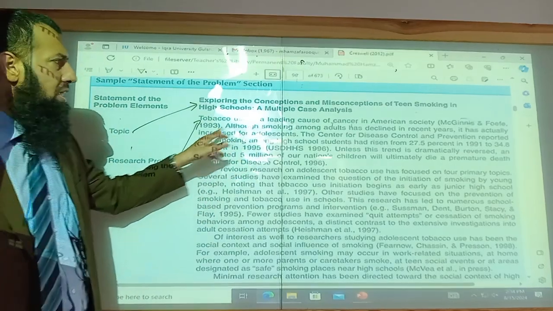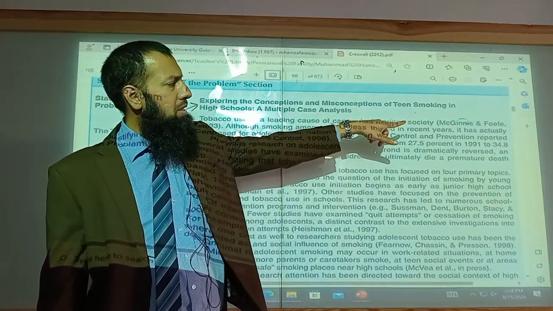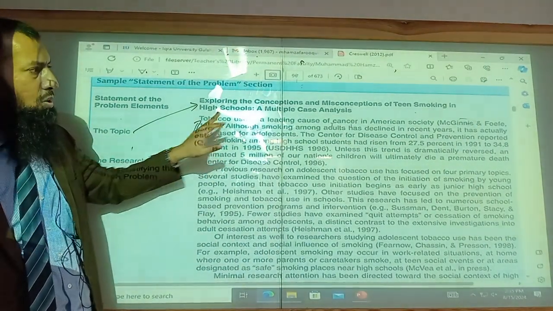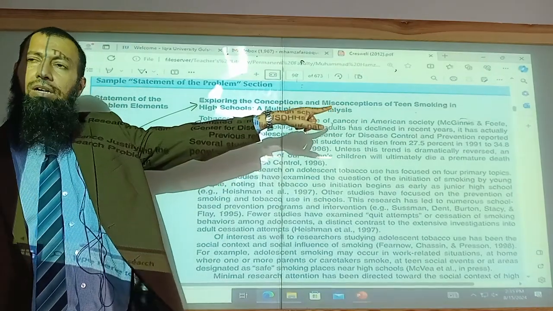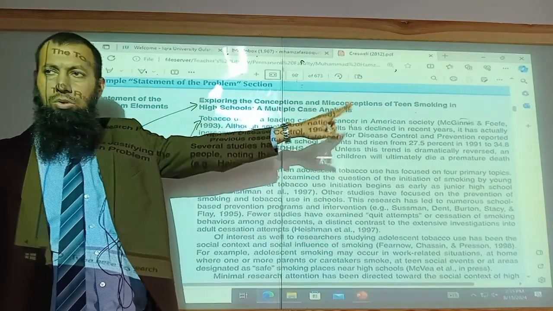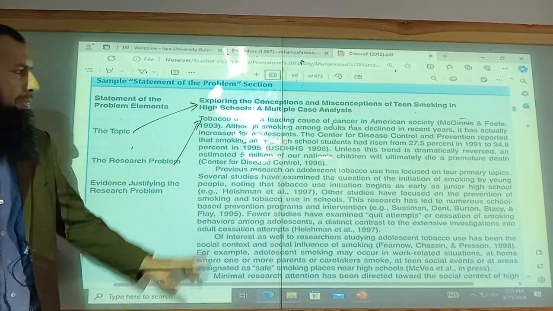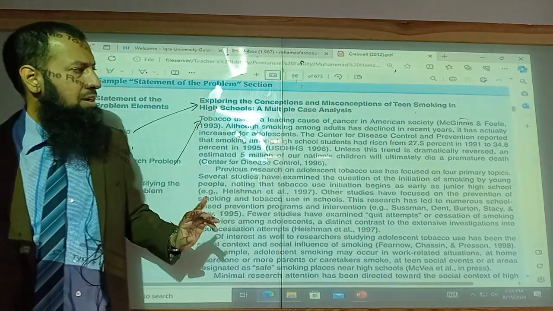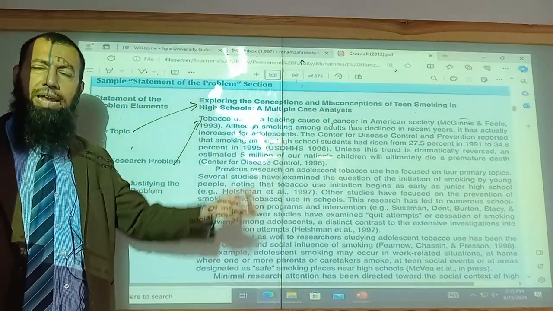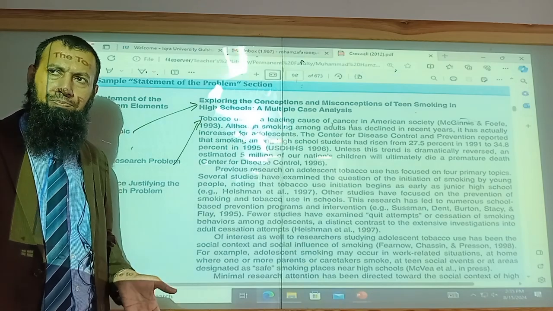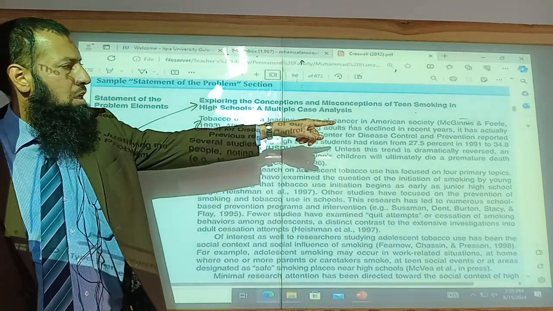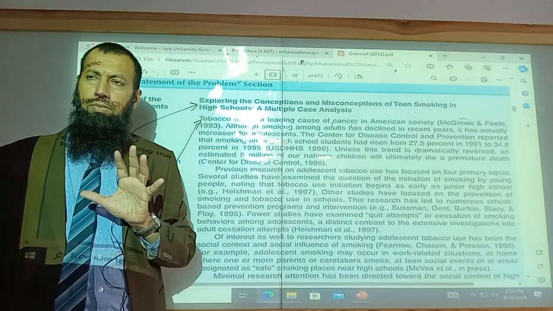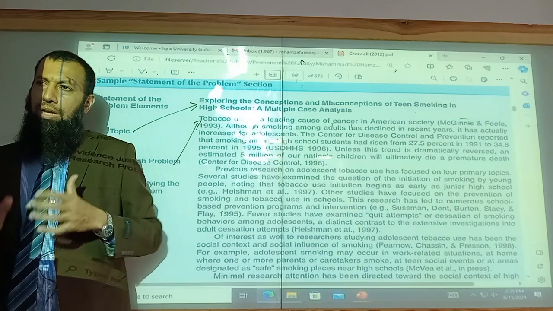So what does it say? It says McGuinness and Fofe, 1993. That's how you define when this article was written and which two authors wrote it. Full stop. Although smoking among adults has declined in recent years, it has actually increased for adolescents. So you see, now you have come to your topic. Your topic is adolescents.